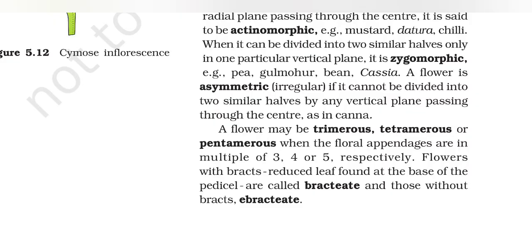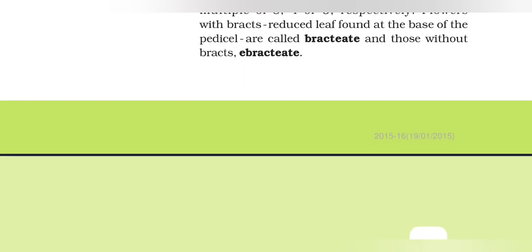A flower is asymmetric, irregular, if it can't be divided into 2 similar halves by any vertical plane passing through the center, as in canna. A flower may be trimerous, tetramerous, or pentamerous when the floral appendages are in multiples of 3, 4, or 5 respectively. Flowers with bracts, reduced leaves found at the base of the pedicel, are called bracteate, and those without bracts, ebracteate.